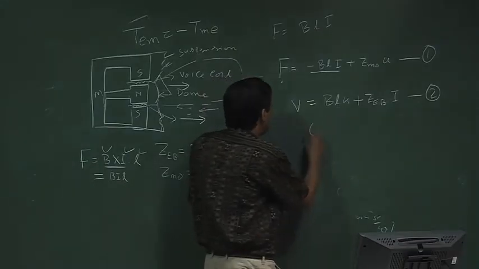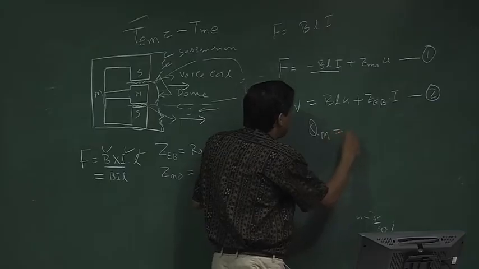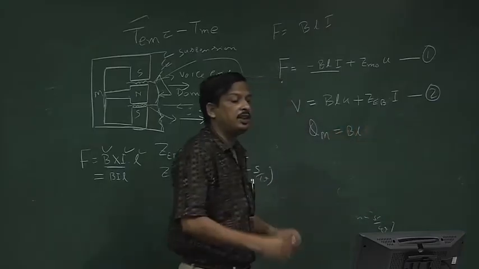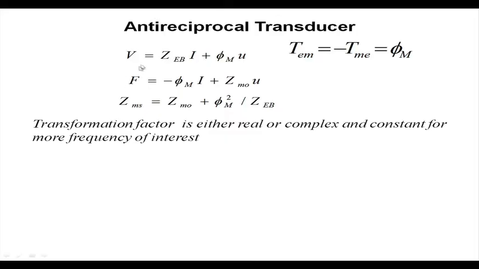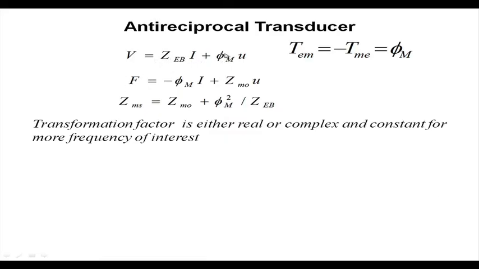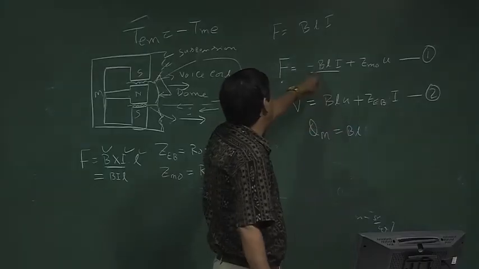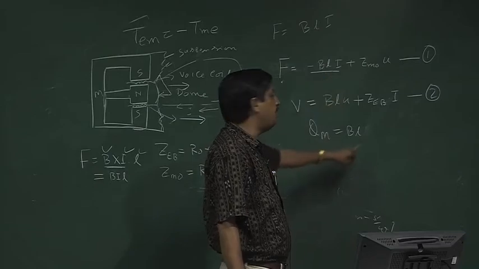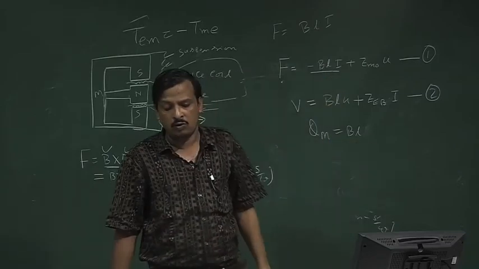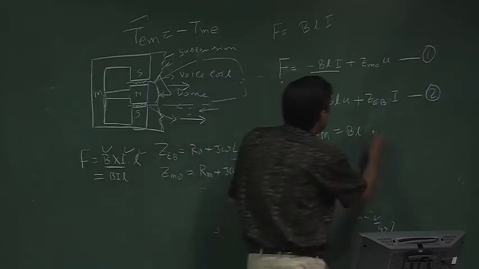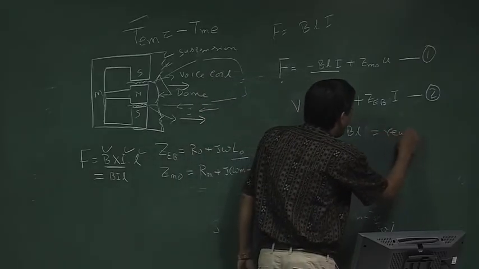So, I can write phi m is nothing but BL. If you see this equation, ZDB into I plus phi m, here phi m is nothing but BLU, and here it is minus BLU. So, the canonical equation supports. So, phi m is nothing but B into L, which is real and constant.